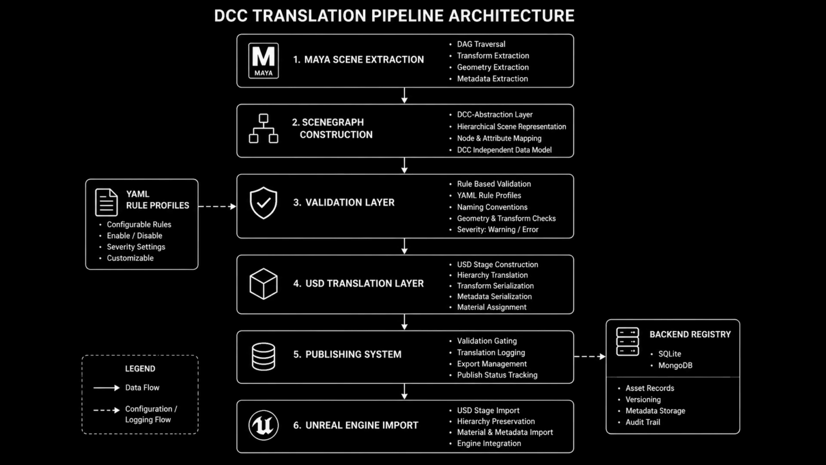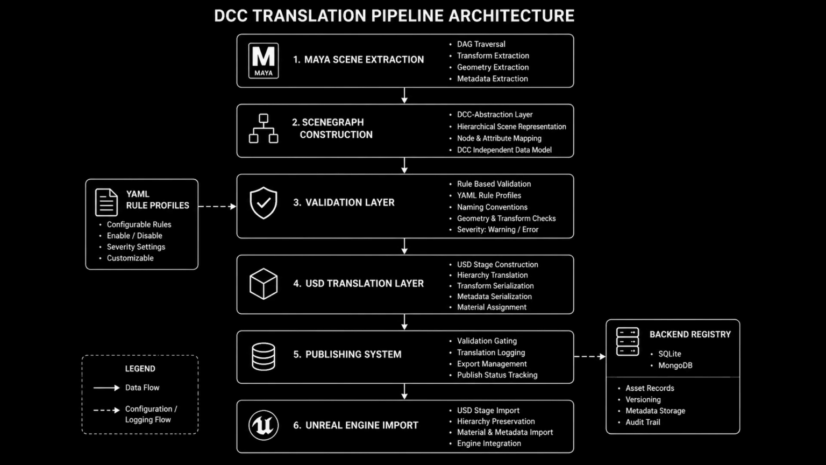Then comes the validation layer. For this validation, we're going to have our own YAML rule profiles, where we can configure our own rules, enable or disable them, and set the severity, and these are extremely customizable. Then comes the USD translation layer, where, based on our scene graph and YAML profile rules, we create our own USD stage file. Based on the hierarchy, again, it's going to have transforms, metadata, material assignment, and others. This file is going to be exported into the location you want.